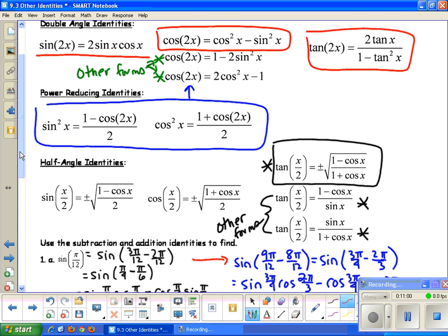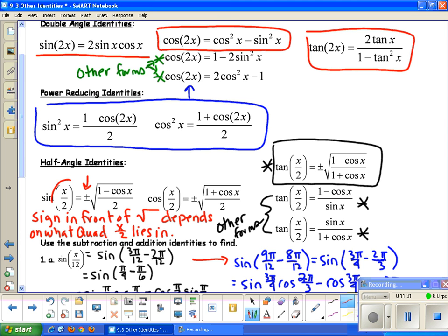So for your half angle identities, the sign that's in front, so this plus or minus that we have, depends on what quadrant x over 2 lies in. So the sign in front of the radical depends on what quadrant x over 2 lies in. So we have to figure out what quadrant this is in order to figure out what my sign is going to be, plus or minus.